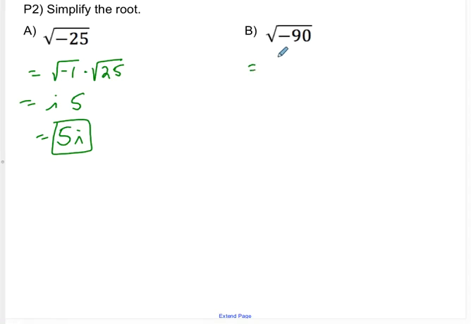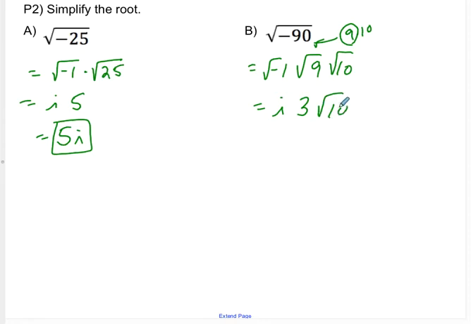Here, I know that I have this negative that's going to tell me that I definitely have an i, but then 90 seems to be a 9 times a 10. And 9 is the biggest perfect square I can get out of that because 10 is just 2 times 5. So I'm going to get that this is a root 9 and a root 10. So I seem to get an i and a 3 and a root 10. So you're probably going to see this as 3i root 10, although any order of those 3 items is fine as long as it's clear that 10 is the only one in the root.